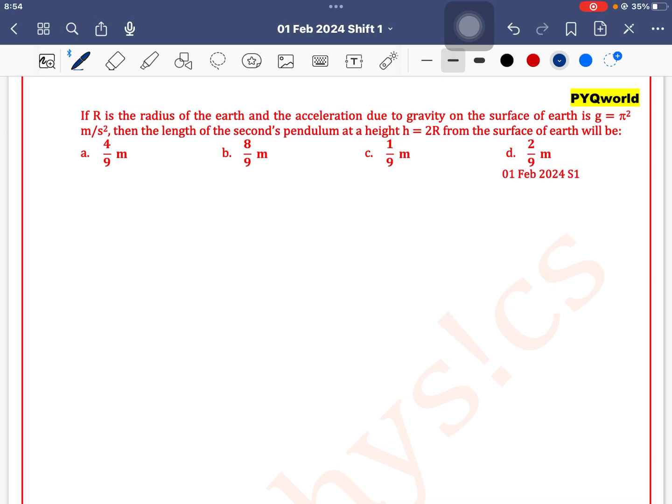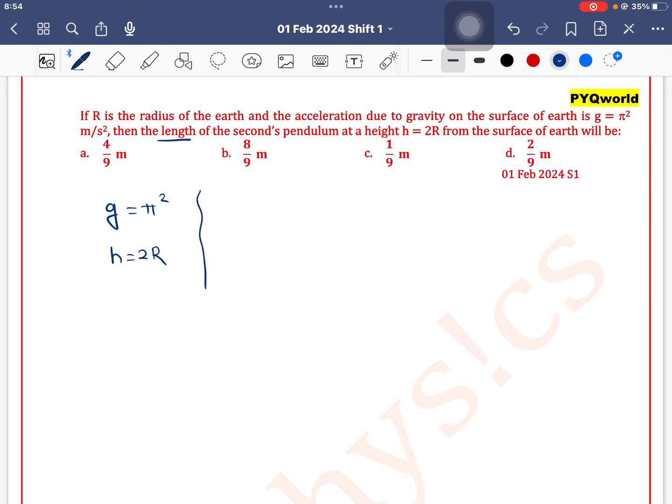If r is the radius of earth and acceleration due to gravity on the surface of the earth is g equal to pi square, then the length of second pendulum at a height h equal to 2r from the surface of the earth is.